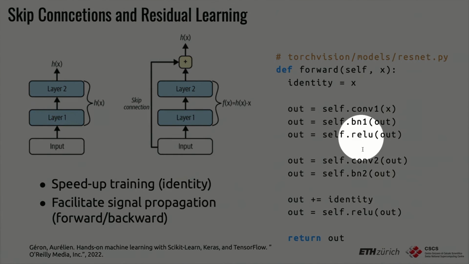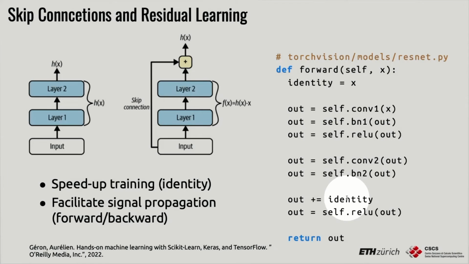So in this case, it's one of the cases where it's important that the convolutions do not change the size of the input, because you're taking a reference to the input and adding it back, so it has to be the same size.